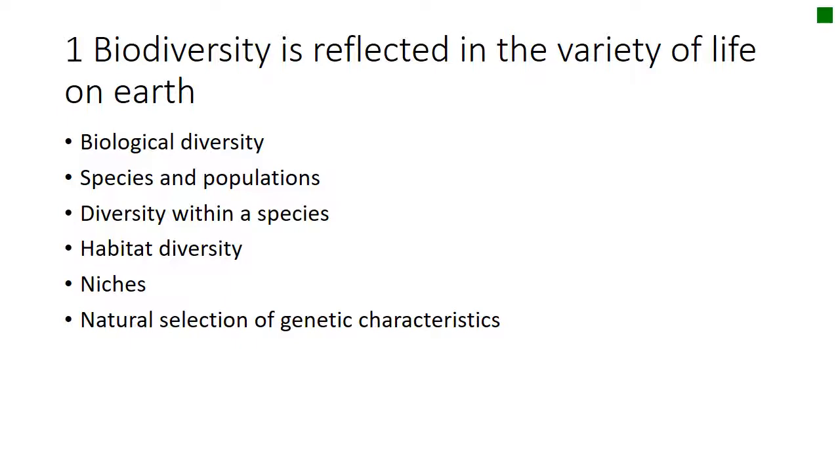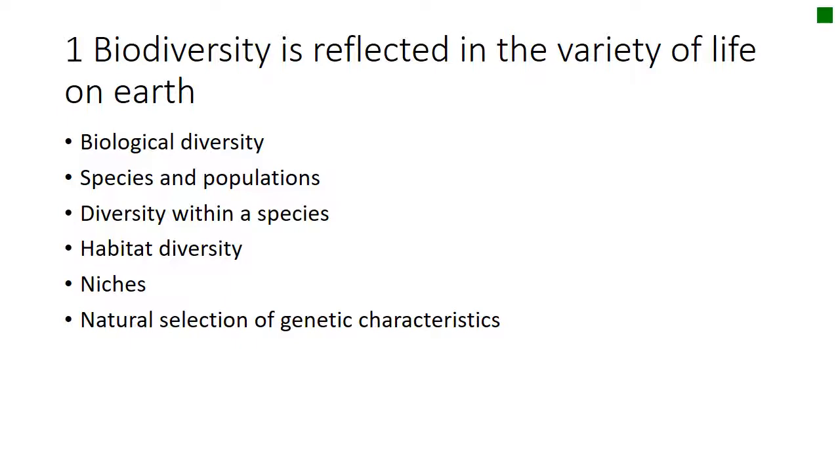Different species share limited resources by having different niches. So again, a niche is the total job description of an organism in an environment. You can think about it: what eats that organism? What does that organism eat? Where does that organism live? What is the total description of that organism in terms of its functionality in an environment?